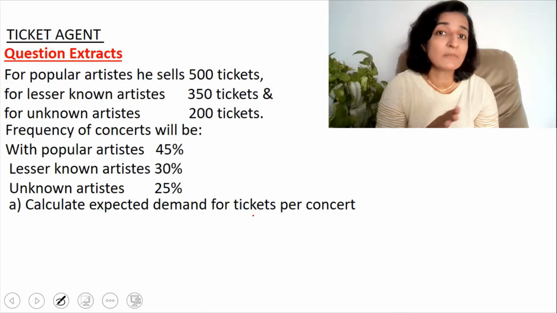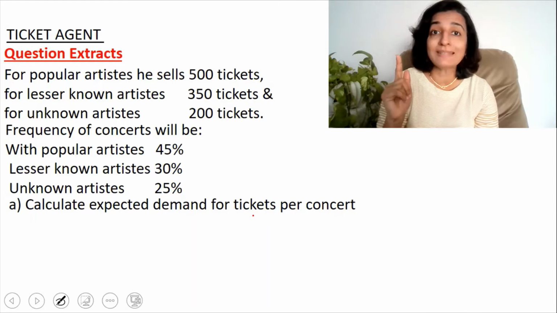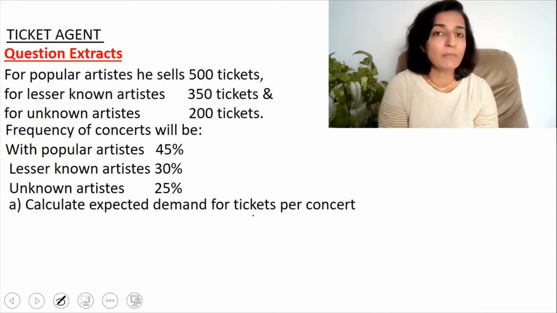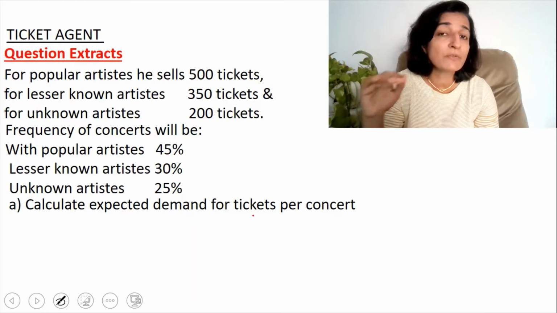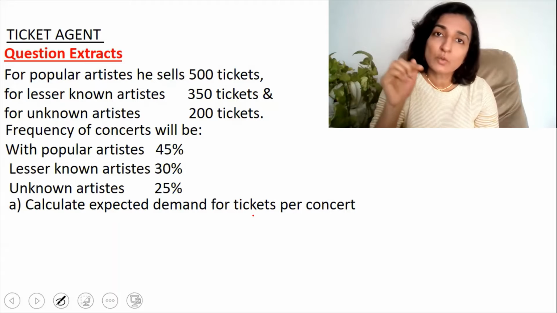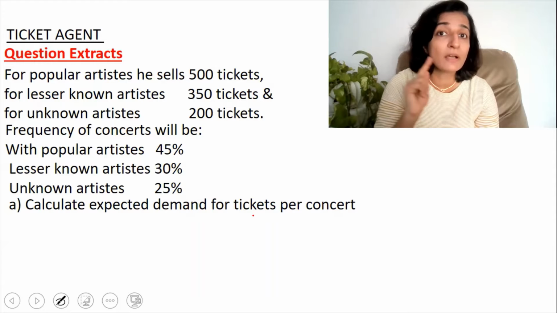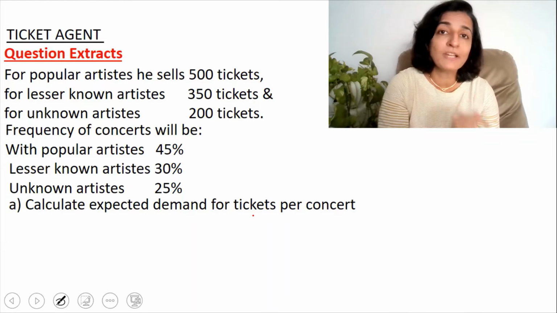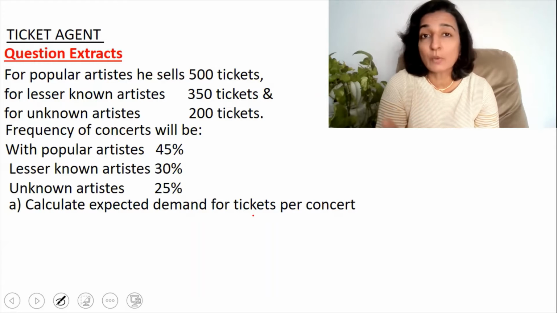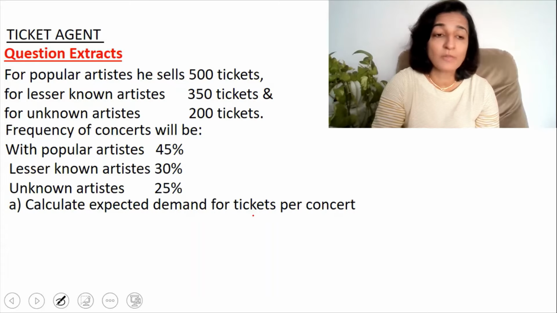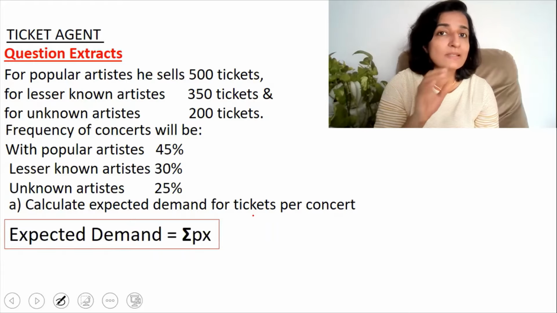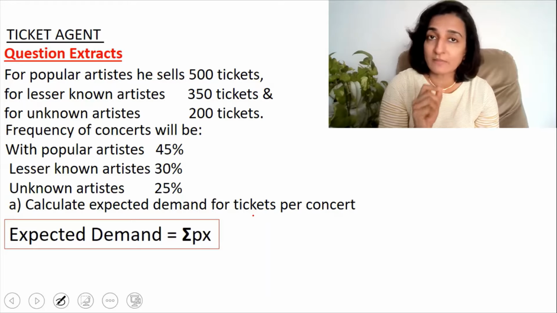Expected demand is nothing but the average demand. Now, we've already studied expected value in part 1. That is the average profit received in the long run. So we can adopt the very same formula of expected value for finding out the expected demand because both are averages. So the formula for expected value is sigma px. So expected demand is also sigma px, where p is the probability and x is the outcome.